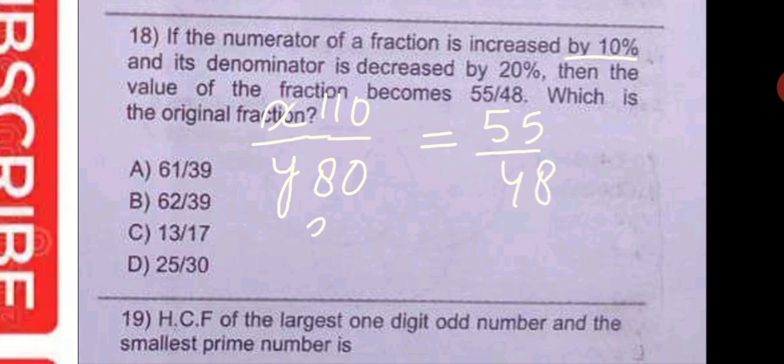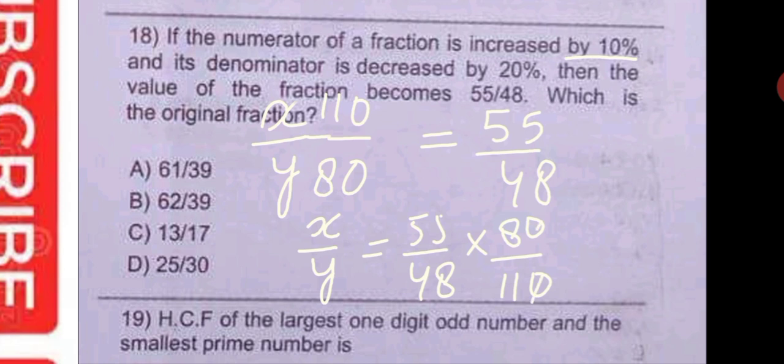Now solving this, x divided by y is equal to 55 divided by 48 into 80 divided by 110, so 0 and 0 get cancelled. 11 fives are 55, 5 eights are 40. We get 40 divided by 48, which comes out to be 20 divided by 24, and which is 10 divided by 12.